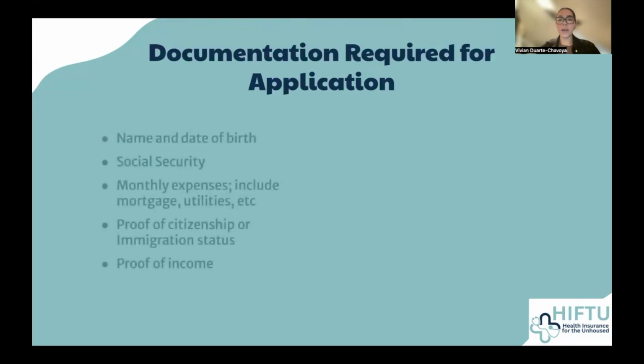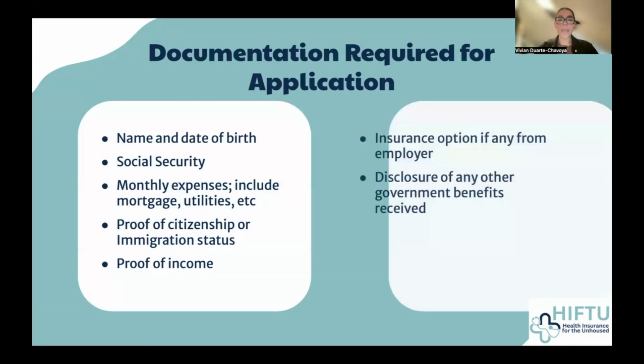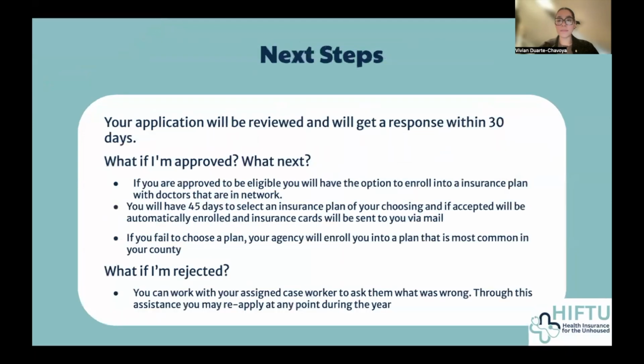Documents and information required for the application are name and date of birth, social security, monthly expenses, proof of citizenship or immigration status, proof of income, and, if employed, any insurance options, and disclosure of any other government benefits. What's next? Once your application is submitted, you will get a response within 30 days. If you are approved, you will be eligible to apply to insurance plans offered in your agency with doctors that are in network. You will have 45 days to select an insurance plan, and if accepted, you will be sent your insurance card via mail.